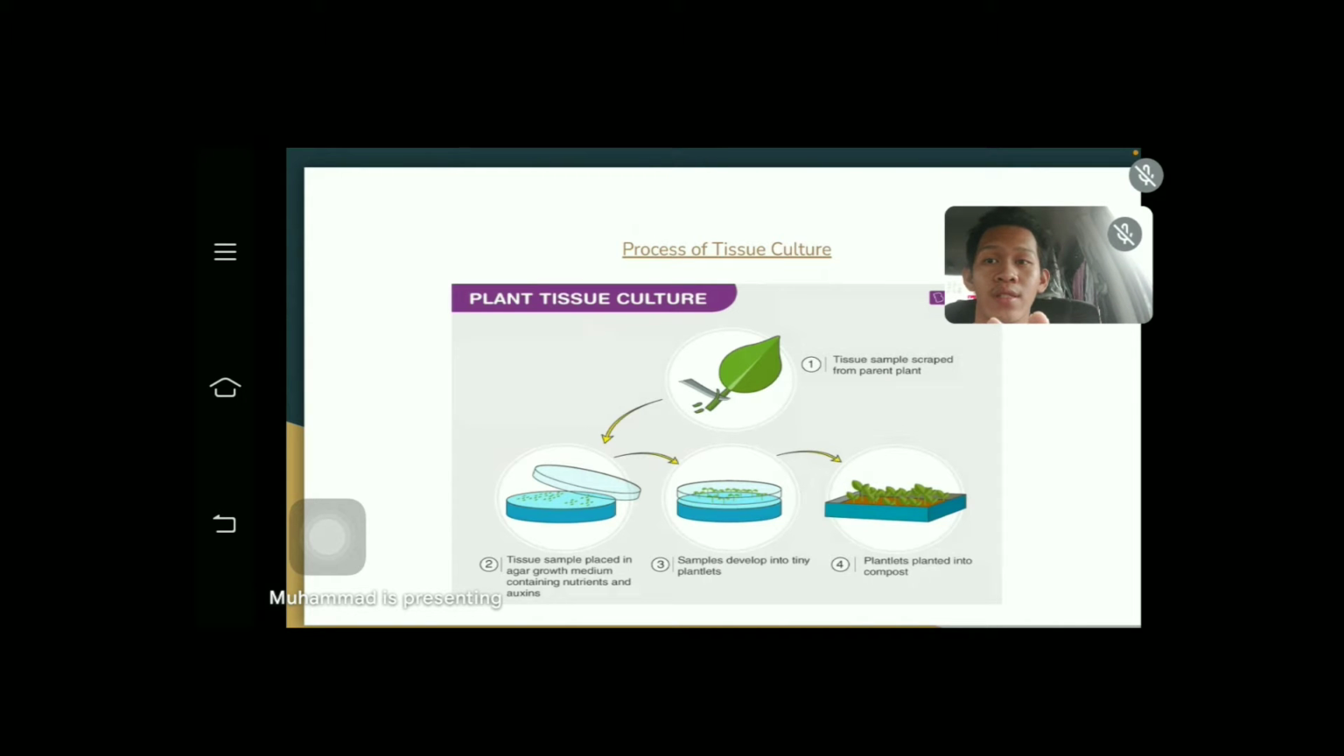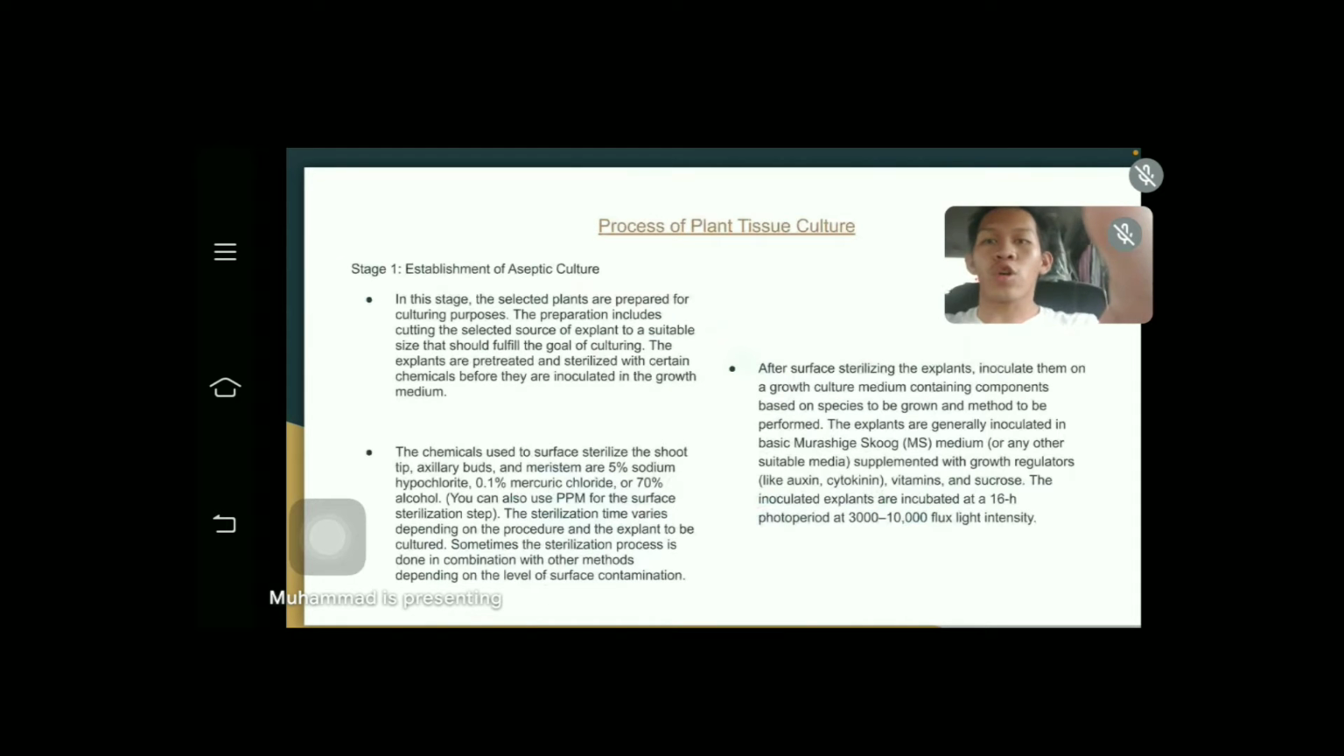So next we see the process of tissue culture, and we can see the first stage, the second stage, the third stage, also the fourth stage. We have four stages in the process of tissue culture. So we go to stage one, the establishment of aseptic culture. In this stage, the selected plants are prepared for the culturing process.